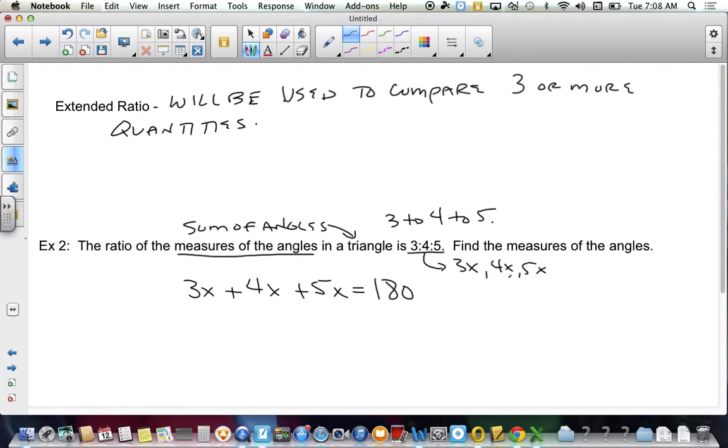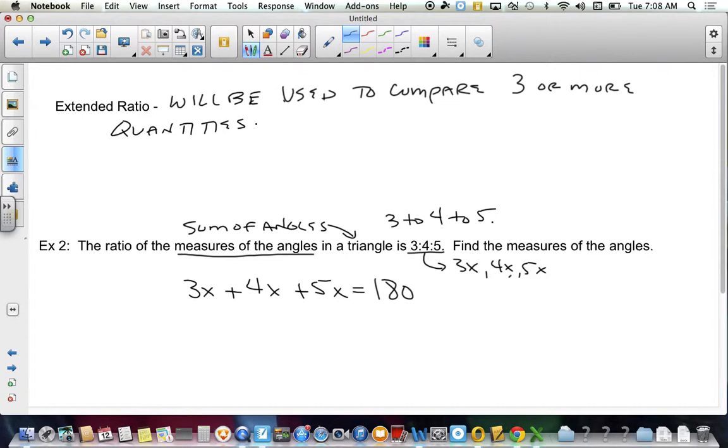It's not always going to be 180; it's going to be whatever the problem is asking you for. It might ask you for perimeter or tell you the perimeter, then you would add them up and set them equal to whatever the perimeter is. It just depends on what they give you in the problem. In this case, they said the measure of the angles in a triangle, so we know the total sum is 180 degrees, so we set that up.